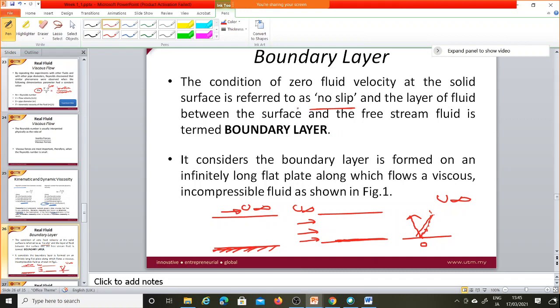So that is the same thing. Okay, if you explain it in that way, it should be okay. So the condition of 0 fluid velocity at the solid surface is referred to as the no slip condition. It means velocity is 0, and the layer of fluid between the surface, from 0 to free stream velocity, is known as boundary layer. It is actually not the free stream velocity, it is actually 99%, 0.99 of u infinity. But you can say free stream fluid. So it is considered that the boundary layer is formed on an infinitely long plate along which the flow is viscous, incompressible, as shown in figure 1.